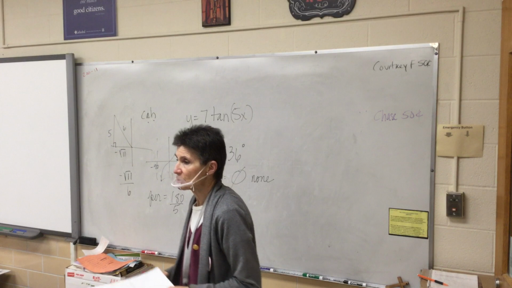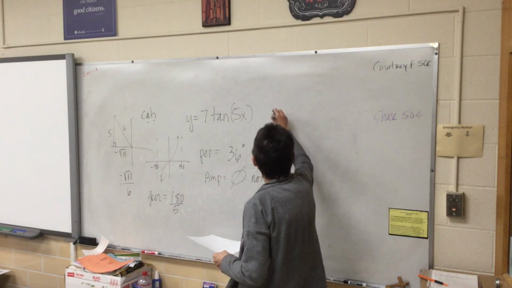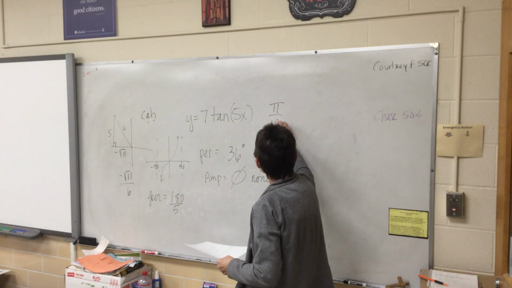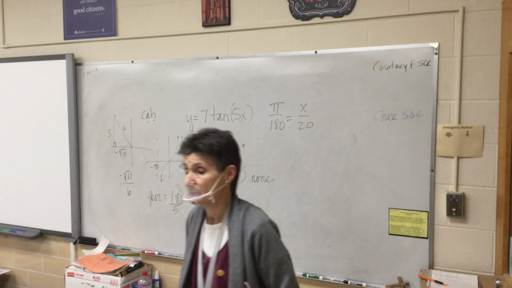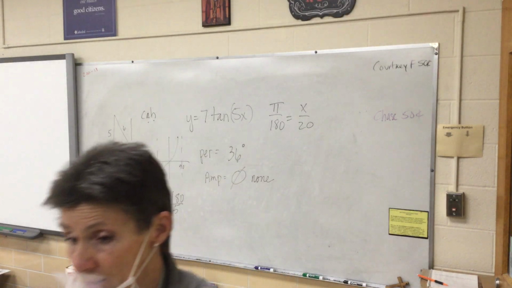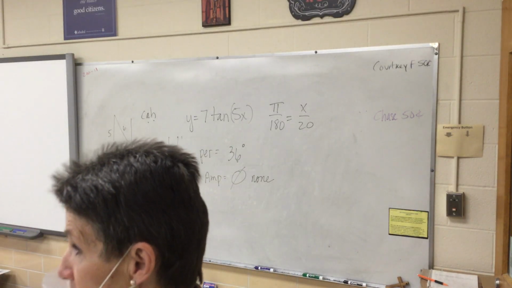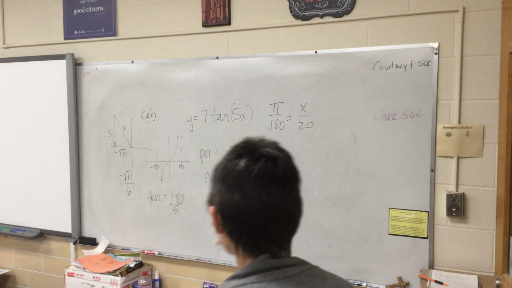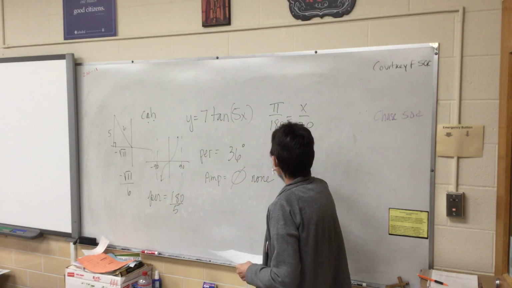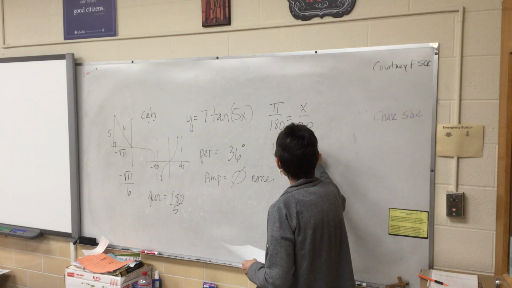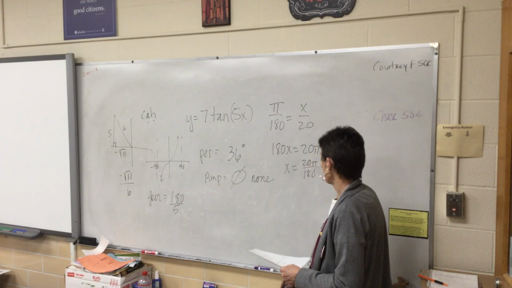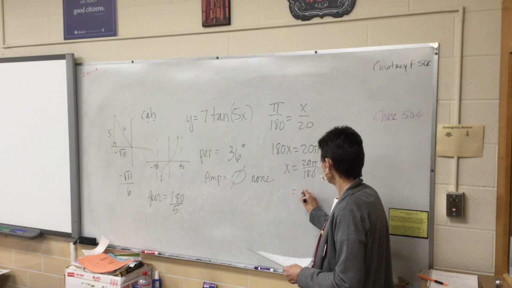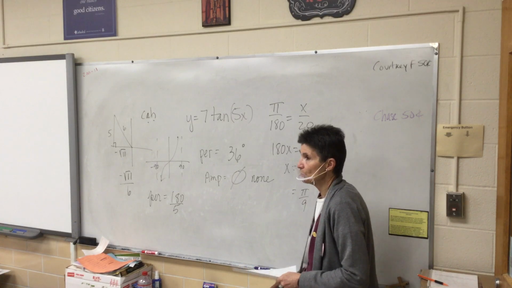All right, how many radians is 20 degrees? Pi over 180 equals x over 20, right? How many radians is 20 degrees? One of the first things we learned in this chapter. So 180x equals 20 pi, and x equals 20 pi over 180. Remember, we can cancel zeros. So what is that, pi over 9?